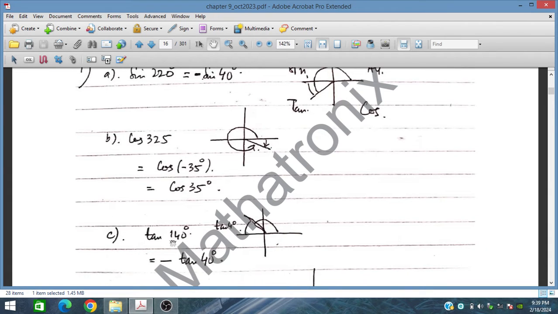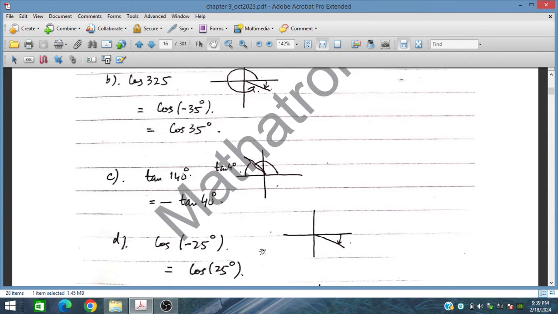In part C, tangent 140 degrees lies here, and this is 40 degrees. From here to here this is 140, and from here to here this is 40 degrees, which is the acute angle. So this is tangent 40. In the second quadrant, tangent is negative. That's why tangent 140 degrees is equal to minus tangent 40 degrees.